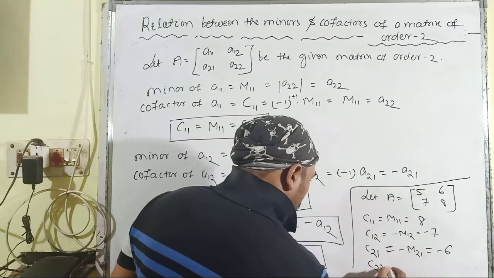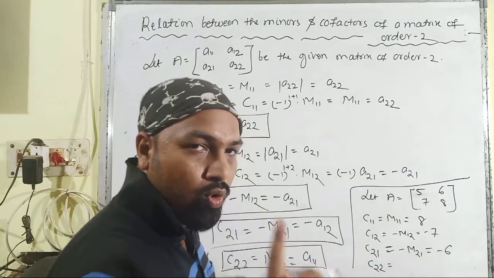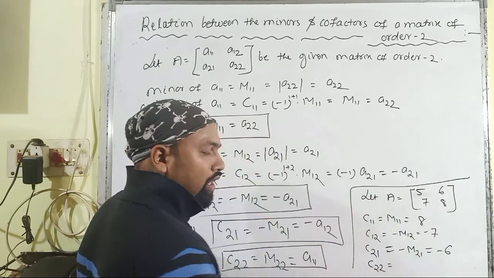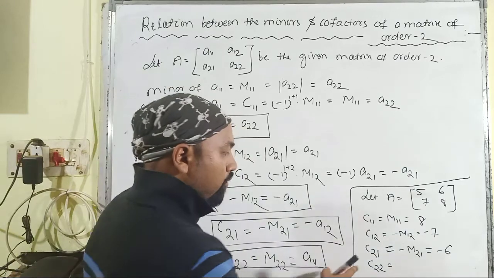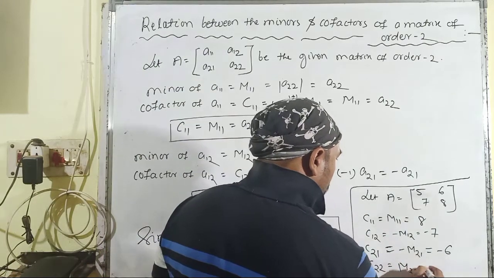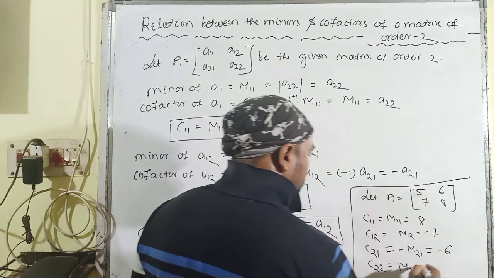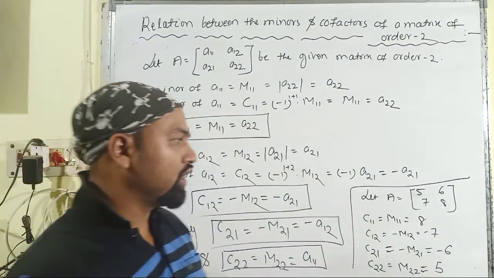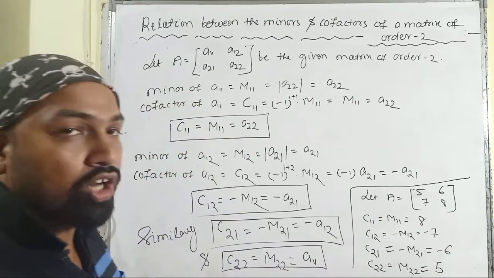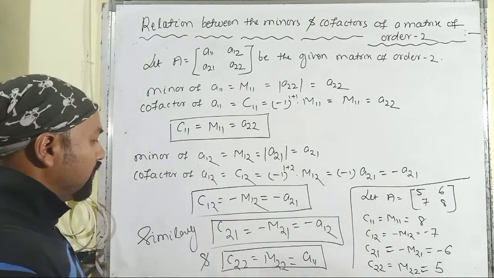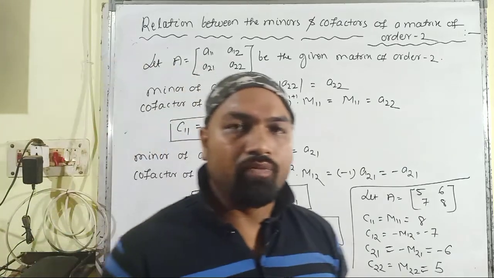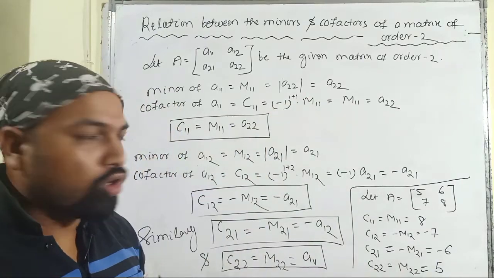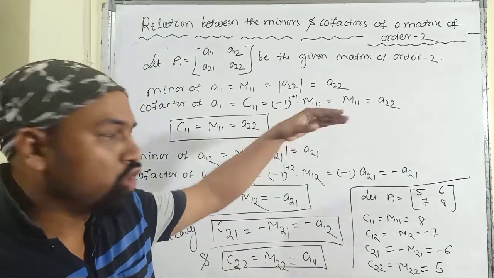Again, the cofactor of the element A22. Which element is A22? This element 8 is A22. As the sum of 2 and 2 is 4, an even number, the value of C22 is M22, that means the opposite corner of 8, which is equal to 5. So these are the values of cofactors of the given matrix. Then let us solve number 5 of your book, exercise 5B, by assuming these conditions. So that problem will be very easy and will be solved by the shortcut method.